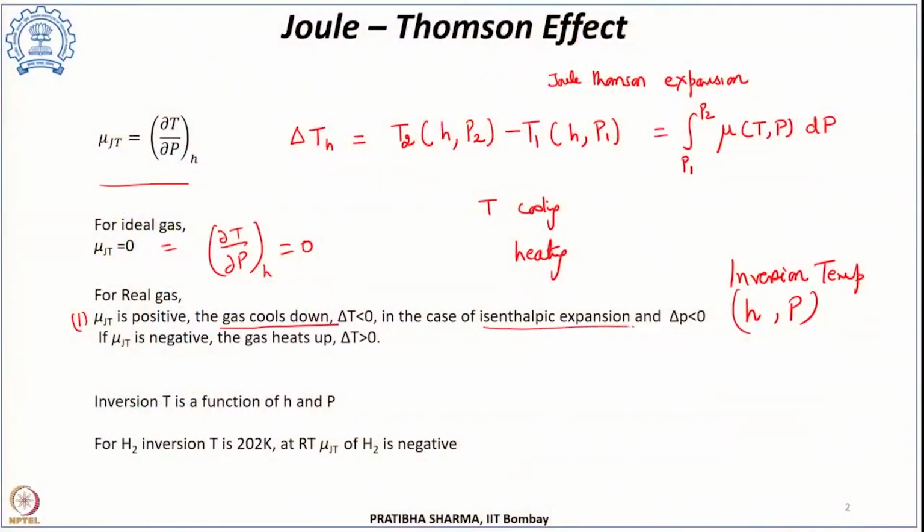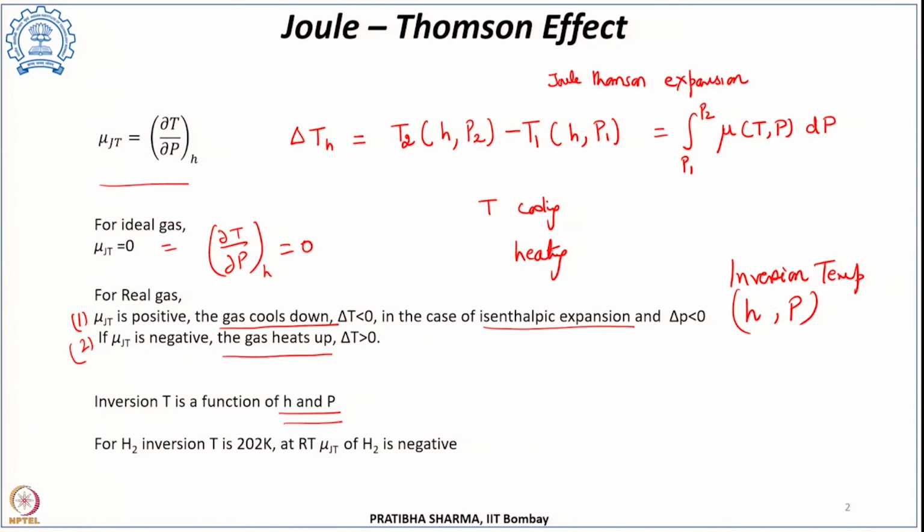There could be another thermodynamic state where the Joule-Thomson coefficient is negative. That means if there is a decrease in pressure because of the expansion, the temperature increases. That means the gas gets heated up. So in the expansion of the gas, the temperature of the gas increases. Now this inversion temperature depends on enthalpy and pressure.